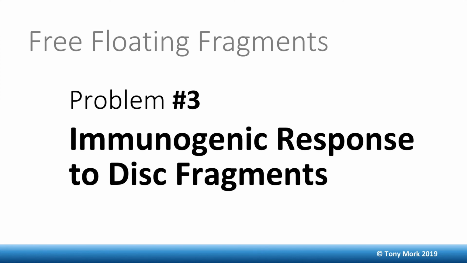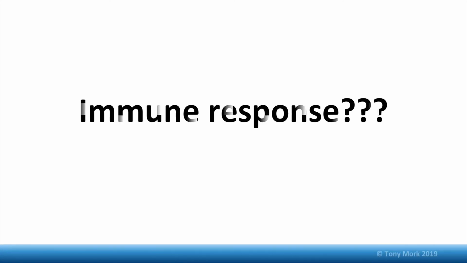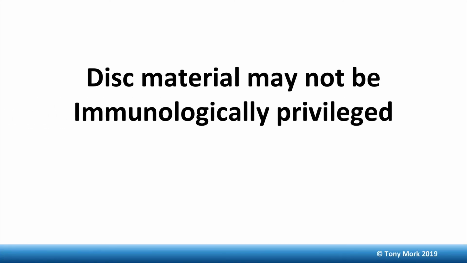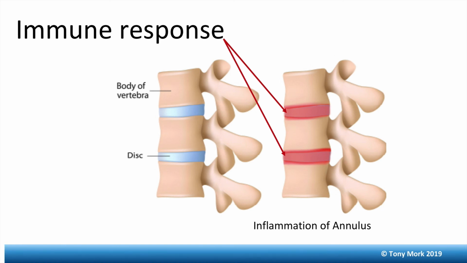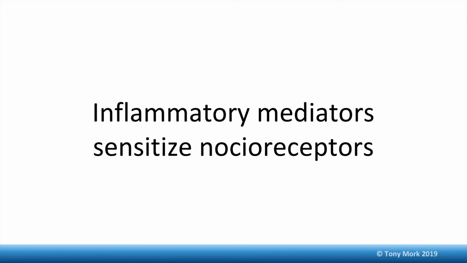Number 3 problem with the free-floating fragments. The fragments of the nucleus may not be immunogenically privileged, which means that an immune response can also be generated to the disc fragments. And this immune response can cause a sensitivity. So here we have the immune response to the disc, the inflammation of the annulus, and the disc fragments.